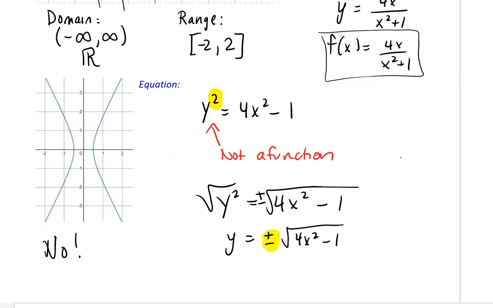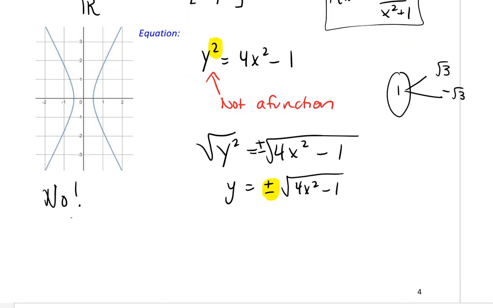What that will create in the mapping, for example, some number like 1 is going to go to the square root of 3, but it's also going to go to the negative square root of 3. And there's that one input going to two different outputs. And you can see that visually as well. Okay.